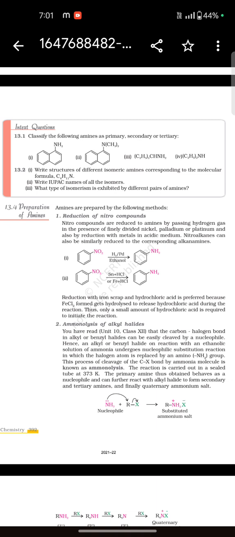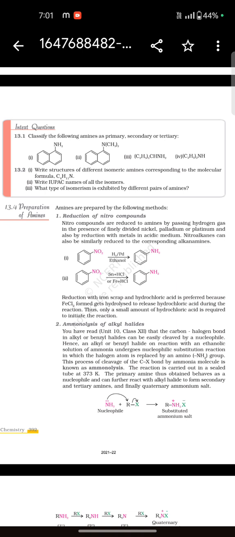Ammonolysis of alkyl halides. You have read in Unit 10, Class 12 that carbon-halogen bonds in alkyl or benzyl halides can be easily cleaved by a nucleophile. Hence, an alkyl or benzyl halide on reaction with an ethanolic solution of ammonia undergoes nucleophilic substitution reaction in which the halogen atom is replaced by an amino NH2 group. This process of cleavage of the C-X bond by ammonia molecule is known as ammonolysis. The reaction is carried out in a sealed tube at 373 Kelvin temperature.